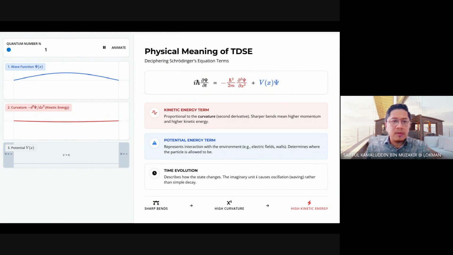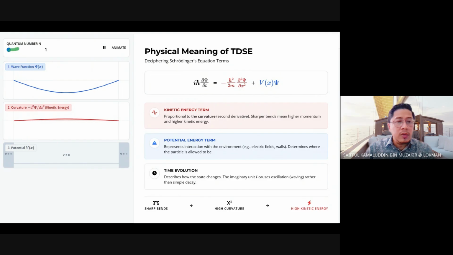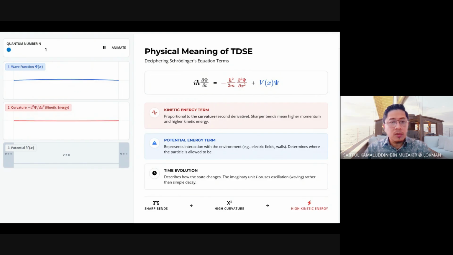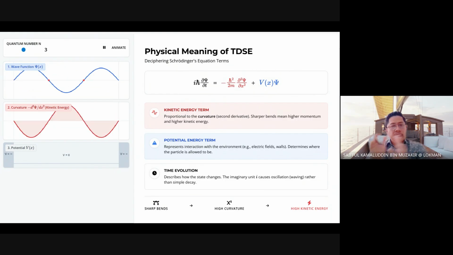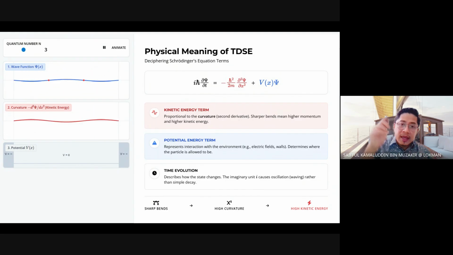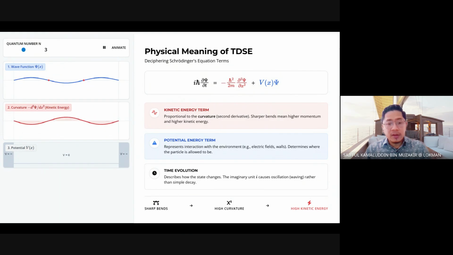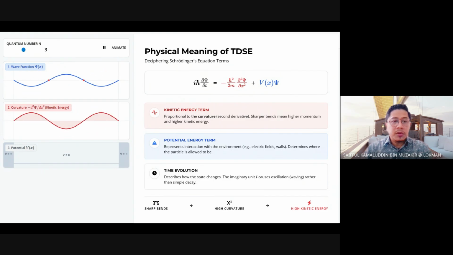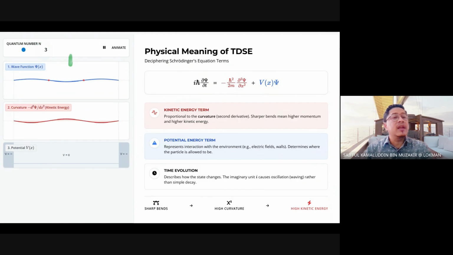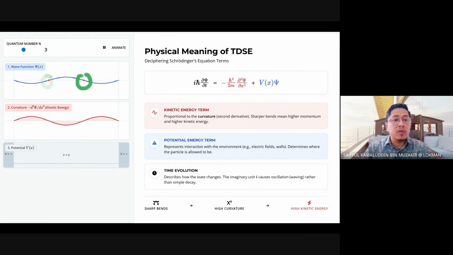So let us try to play around with the quantum number, starting from quantum number n equals 1. Now we go to n equals 2. Now look at the wave function. From group 5's explanation last week, if we change the quantum number n, look at the nodes. What happened to the nodes? If n equals 3, the nodes will be 3 minus 1, so the nodes will be 2. That's why we are looking at 2 nodes over here.